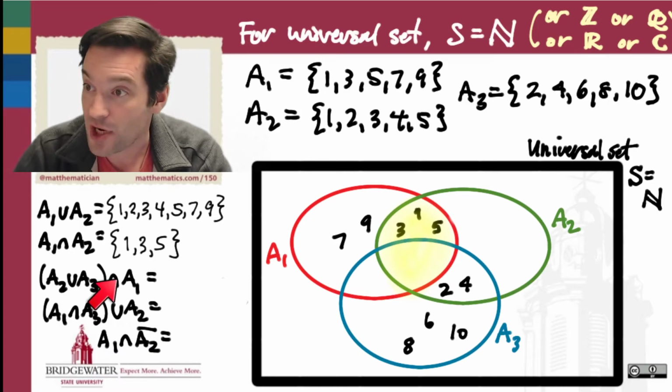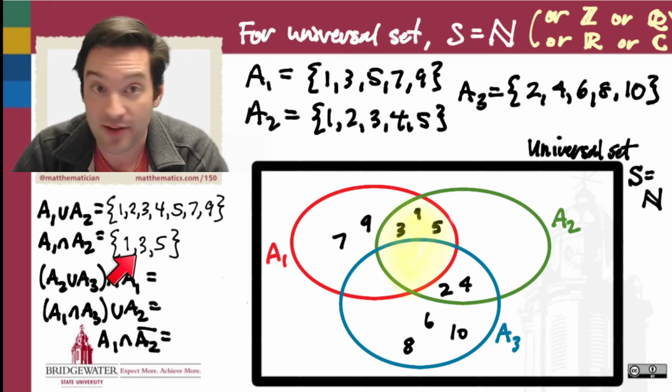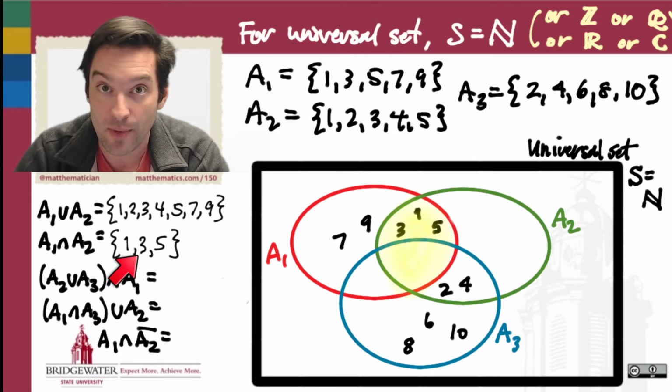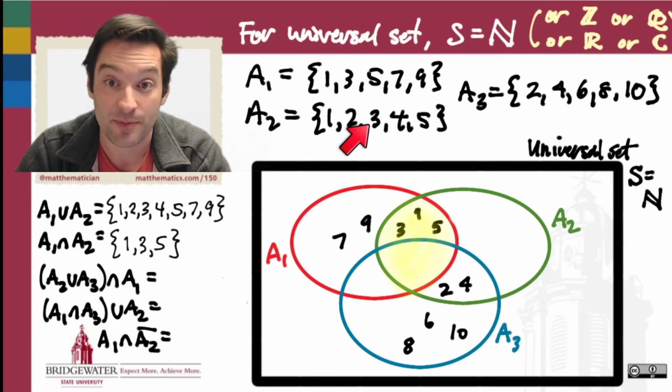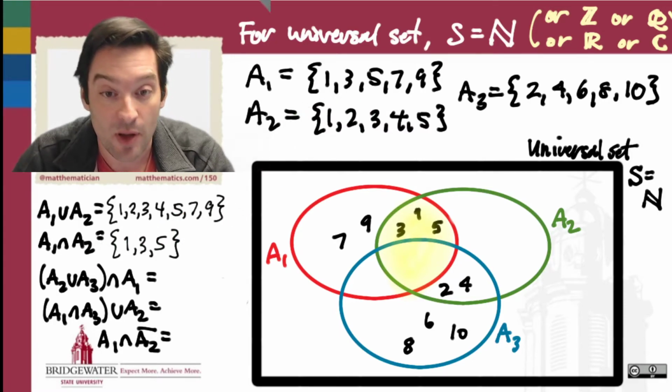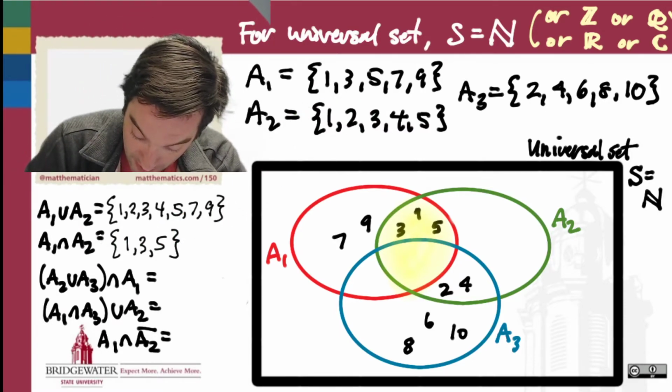And we can always sort of check our work, right? For each of these elements, ask, is it true, for example, that 3 belongs to A1 and also belongs to A2? And we can go up here and say, well, 3 belongs to A1 because it's a part of its roster. 3 belongs to A2 because it's also part of its roster. And so because it belongs to both of those sets, by definition of intersection, it belongs to the intersection of A1 with A2.